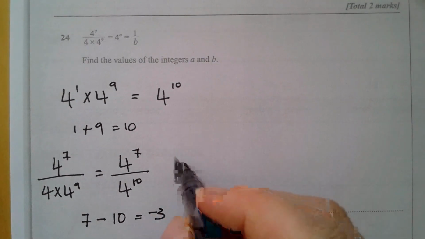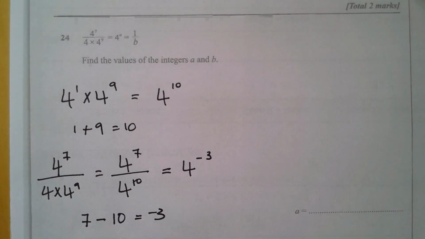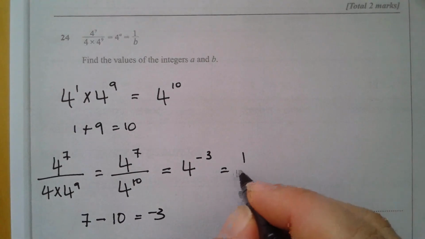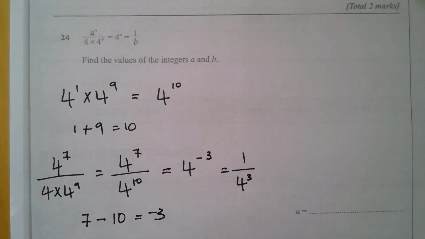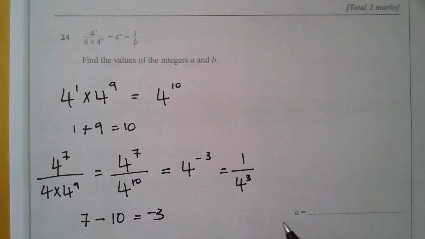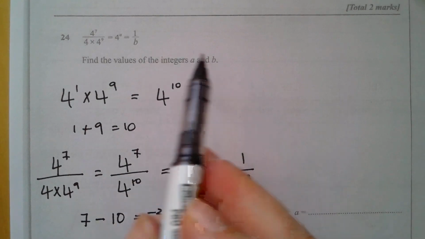It leaves us with -3, which can be written just like that. It also is the same as saying 1 divided by 4 to the power 3. You don't need to know that, just write in -3. That's absolutely fine. Find the values of the integers for A and B.